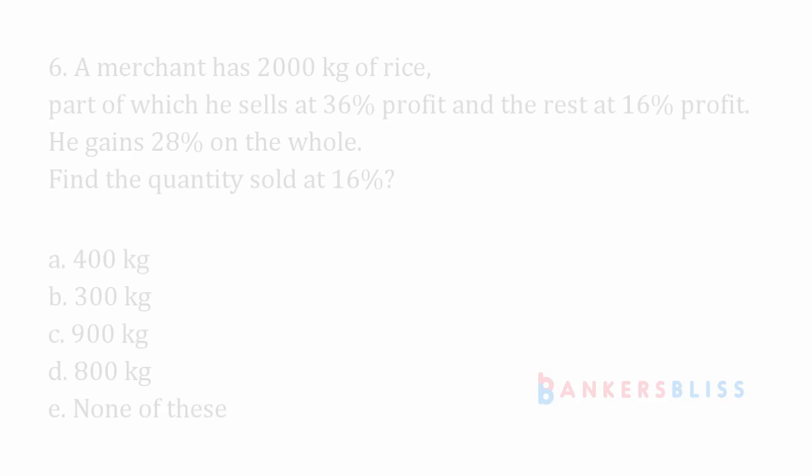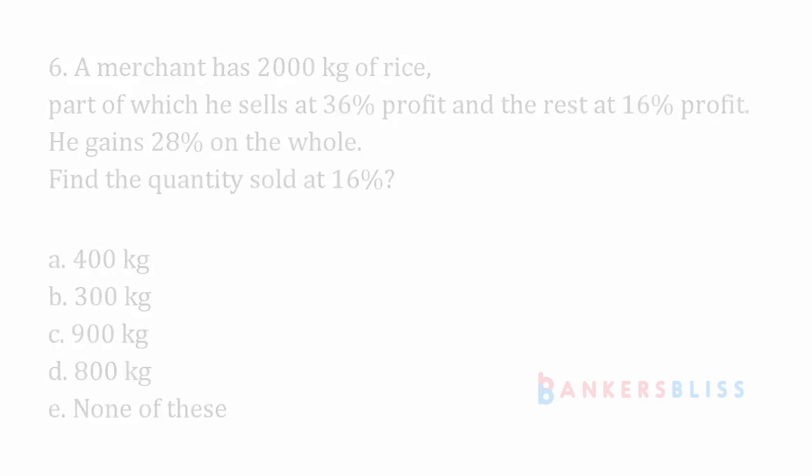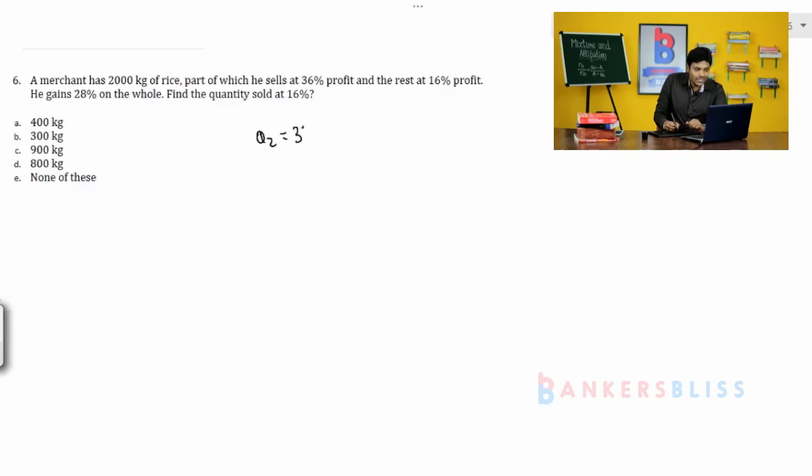Problem number 6. See here, a merchant has 2000 kg of rice, part of which he sells at 36% profit and the rest at 16% profit. He gains 28% on the whole. Find the quantity sold at 16%. You have to calculate the quantity sold at 16%. See here again, A2 is 36, A1 is 16, then A is equal to 28. N1 is related to A1, N2 is related to A2.